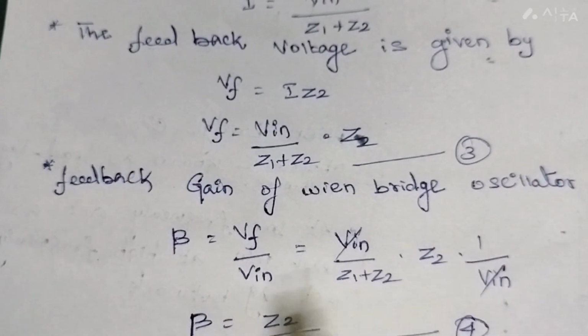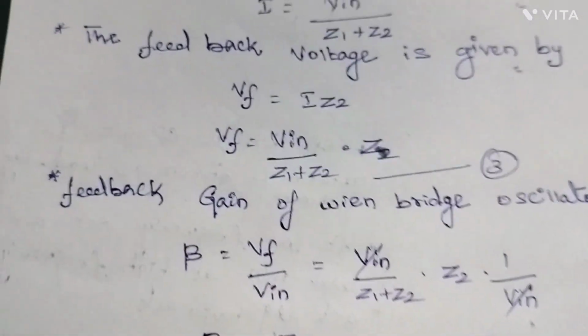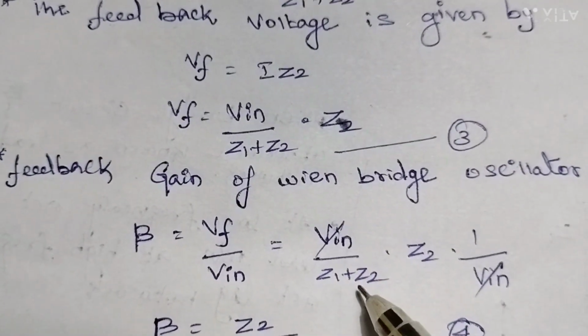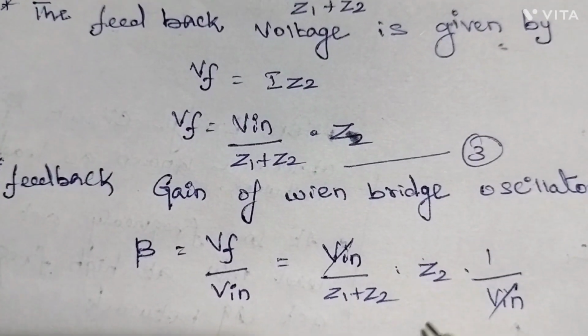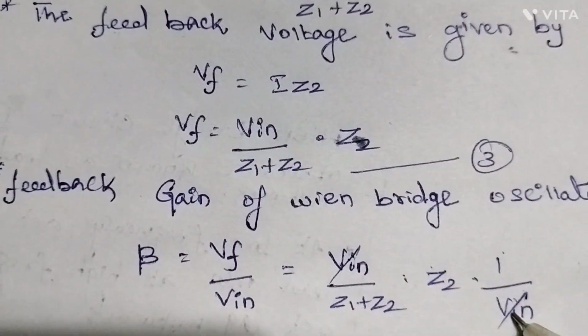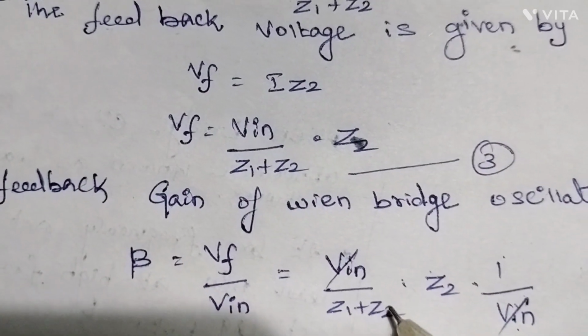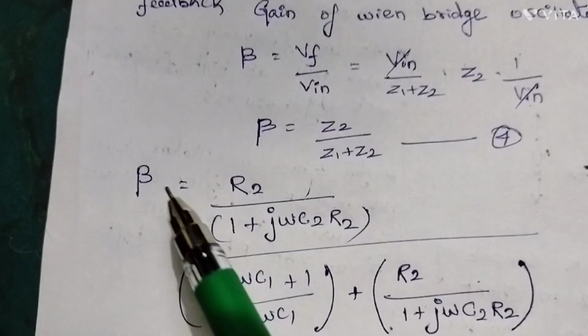The feedback gain of the Wien bridge oscillator, beta, is equal to Vf divided by Vin, which is equal to Vin divided by Z1 plus Z2, into Z2, into 1 divided by Vin. The Vin and Vin cancel, so we get Z2 divided by Z1 plus Z2. This is equation number 4.